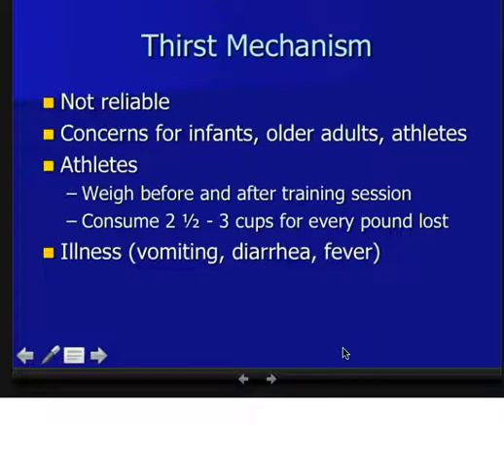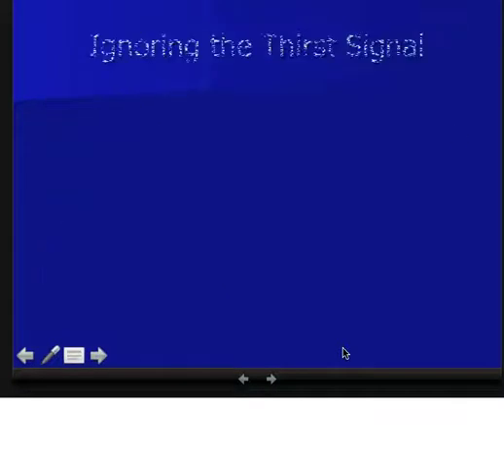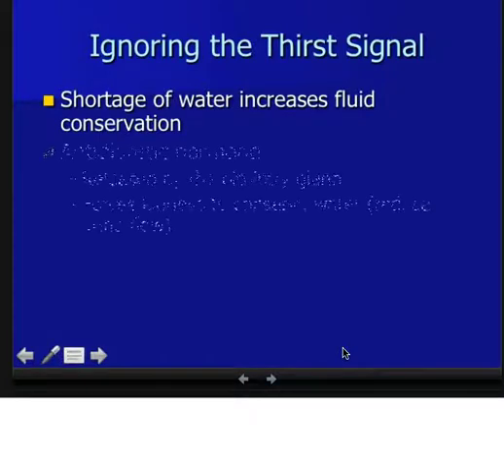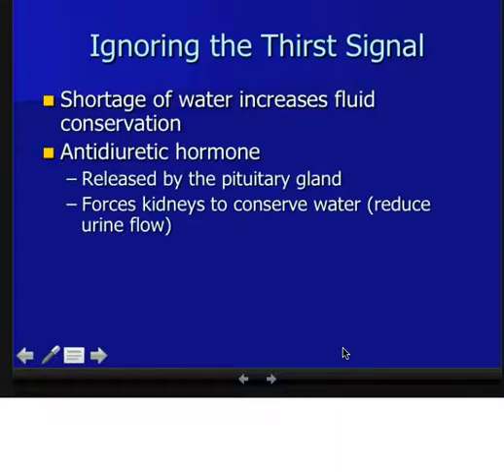not simply dehydration but also the loss of electrolytes, which, as we stated before, can interfere with membrane potential, which can affect muscle contraction and nerve conduction, among other things. If we ignore the thirst signal, we get into trouble. A shortage of water usually increases fluid conservation in this case, so the body's trying to keep itself alive.